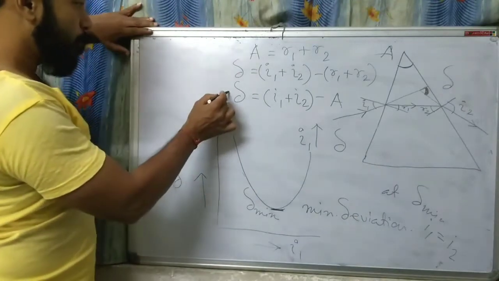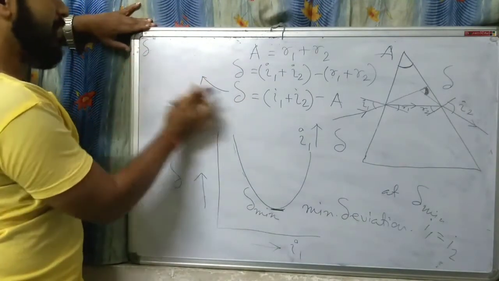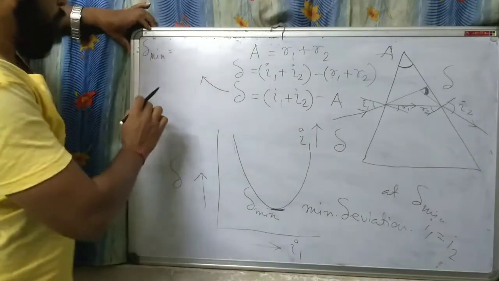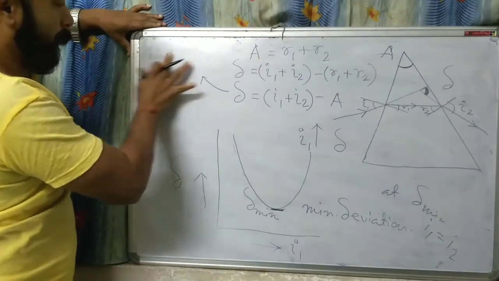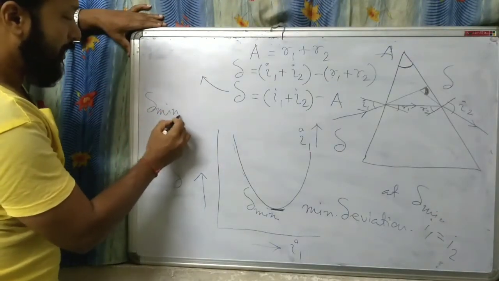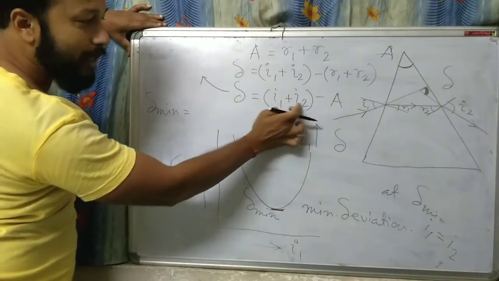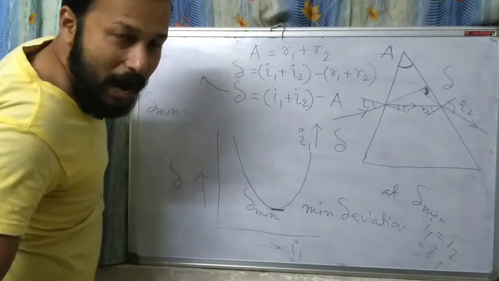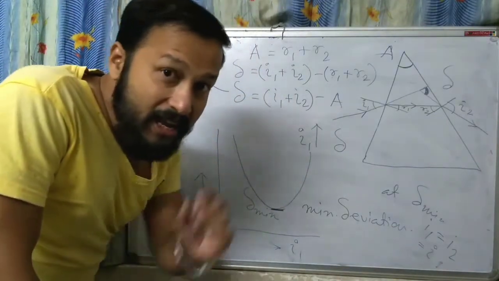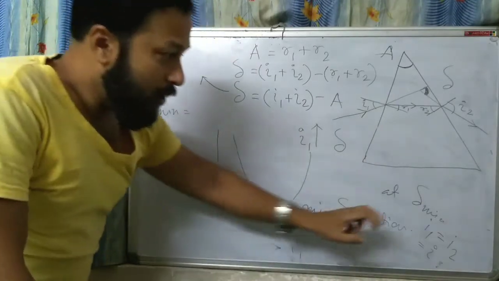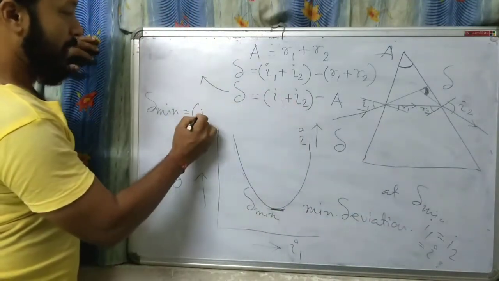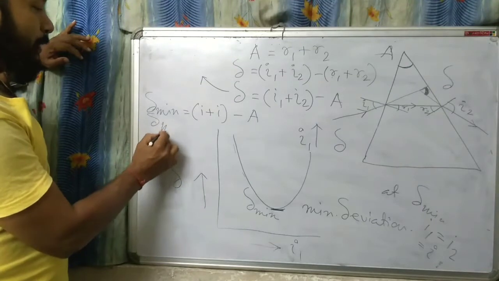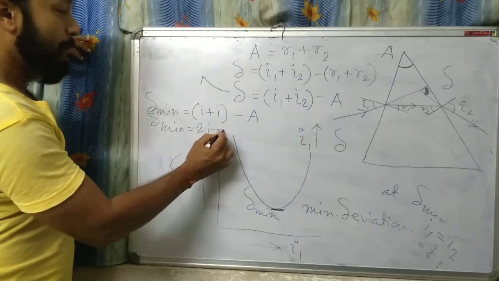So from this equation I can write delta min equal to, see, I1 and I2 both are equal, so I am taking it as I, small i. So I plus I minus A. So delta min equals 2I minus A.